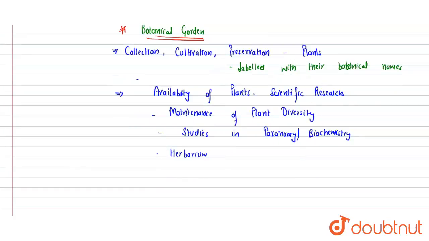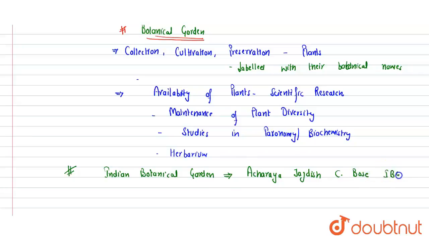Next, Indian Botanical Garden is at Howrah. So if we see the Indian Botanical Garden, it was the previous name. Nowadays, this Indian Botanical Garden is being named as the Acharya Jagdish Chandra Bose Indian Botanic Garden.